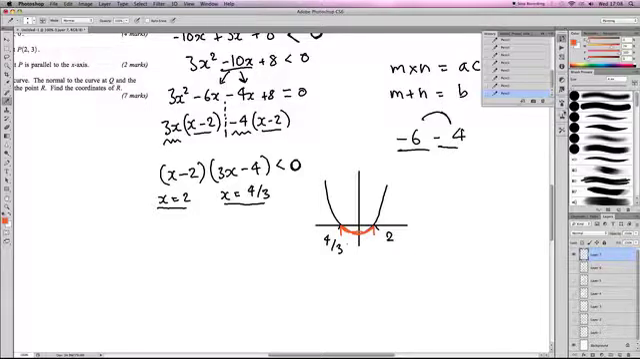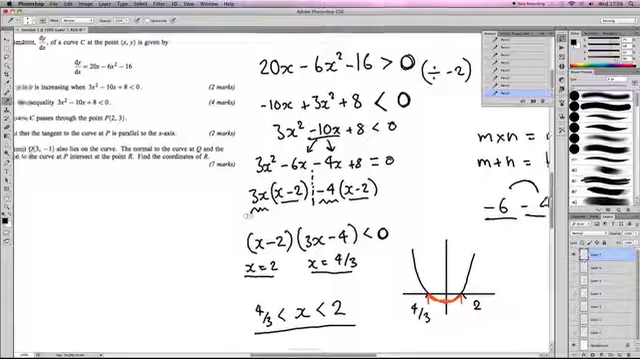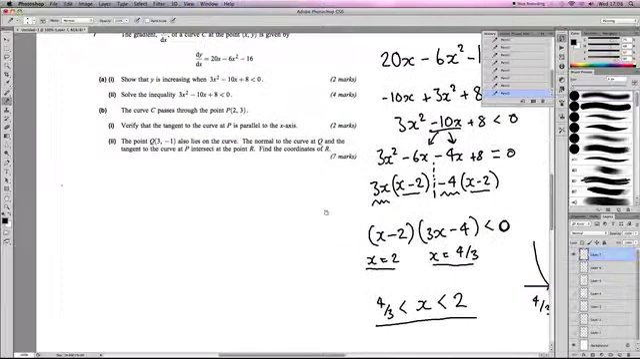This thing right here is a sandwich inequality. So 4 over 3 has to be less than x, and x has to be less than 2, and that's my inequality right there, and that's it. So 4 marks, that's it.